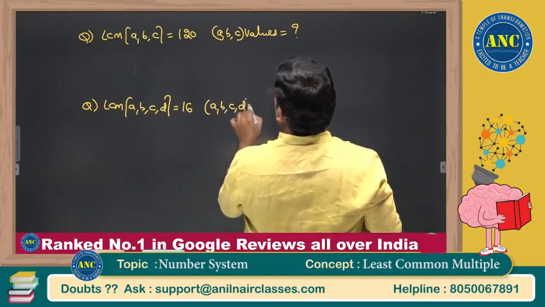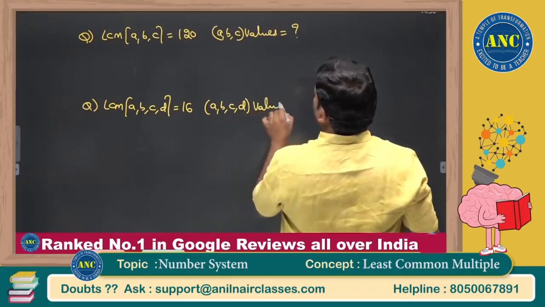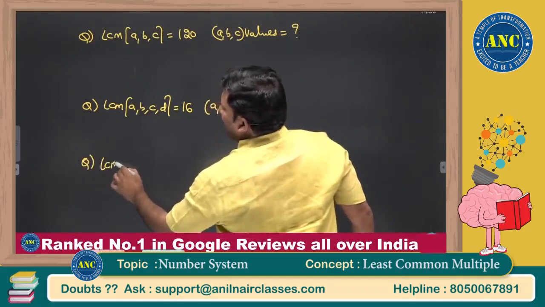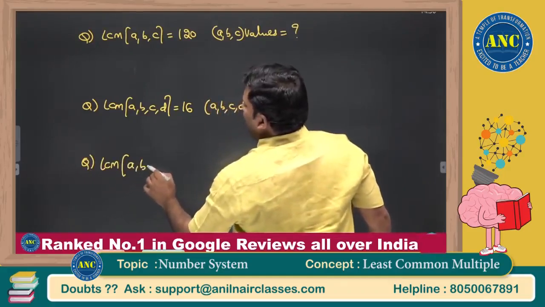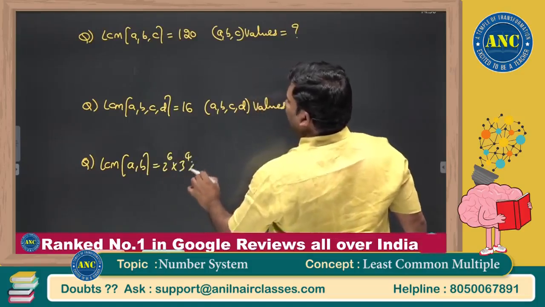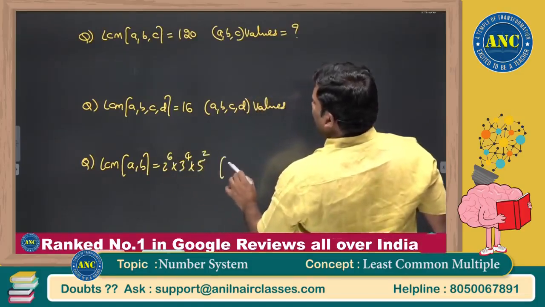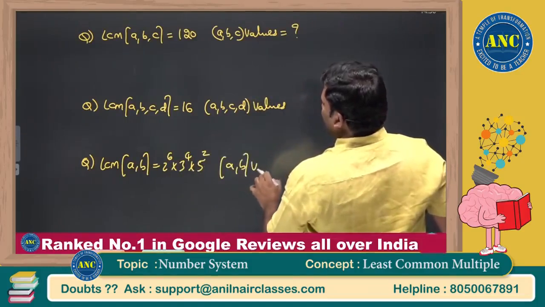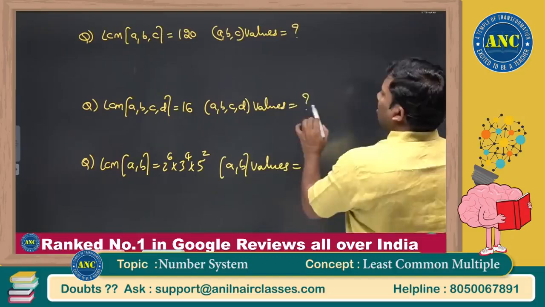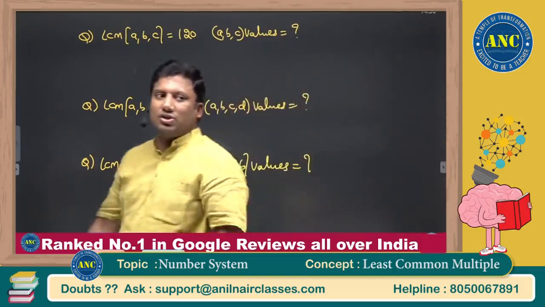How many values can ABCD take? Next question. LCM of AB is 2 power 6 into 3 power 4 into 5 square. How many values will AB take? Seems like a very tough question, but actually these are all very, very easy questions.